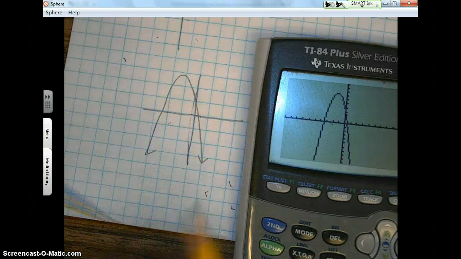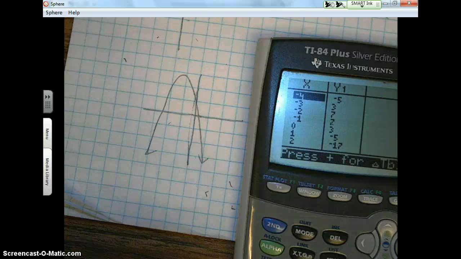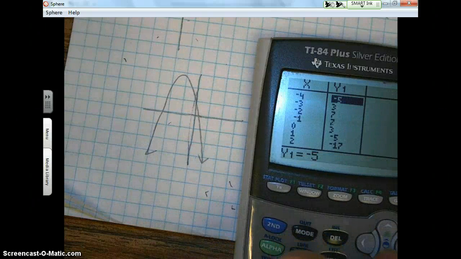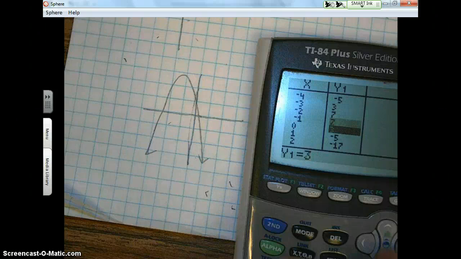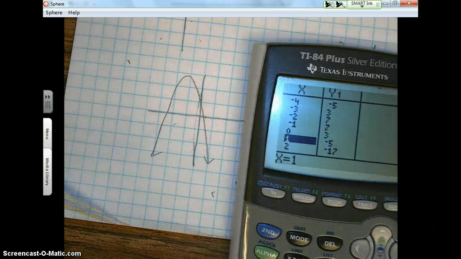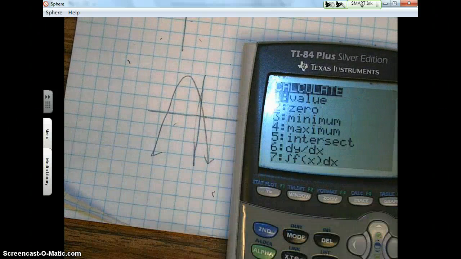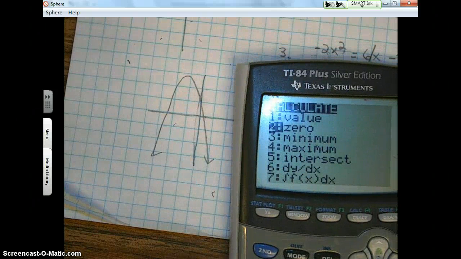Alright, so I want my two solutions. So first I'm going to go ahead and look at my table, see if I can find any zeros here on the y. There's a 0 between these two numbers, so there must be a solution somewhere between these two. And there must be a 0 between these two numbers, so somewhere. So the next thing we want to do is we want to press second trace. We want to find that 0, so option number 2.